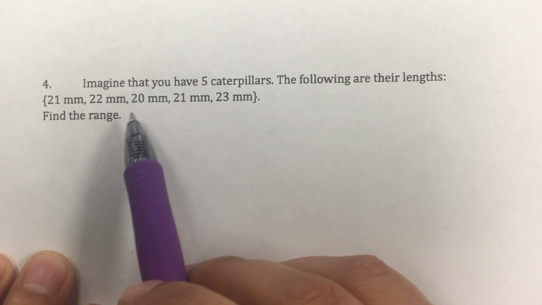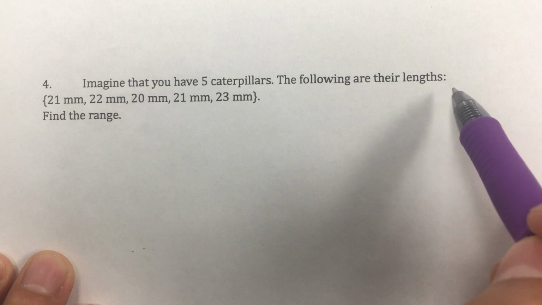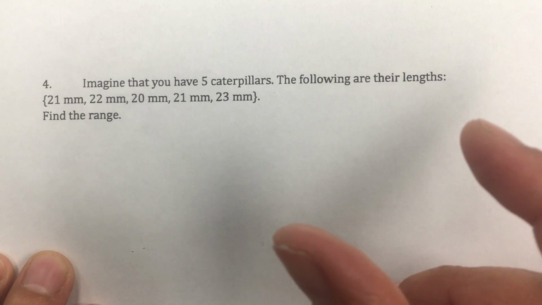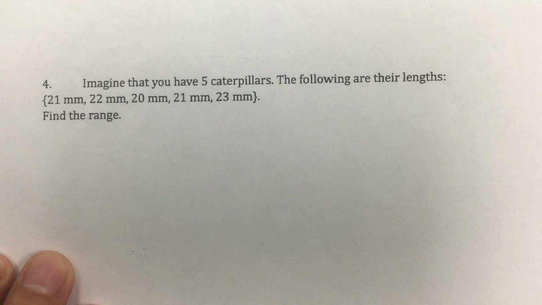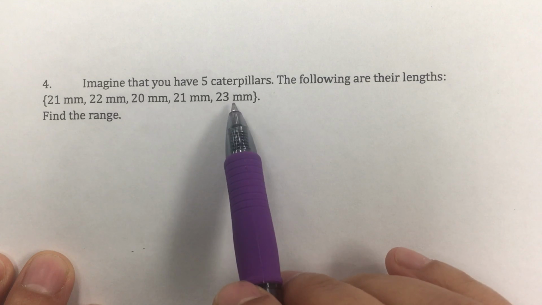It says, imagine that you have 5 caterpillars. The following are their lengths. Caterpillars son los gusanitos que se convierten en mariposa. Okay, so 21, 22, 20, 21, 23.